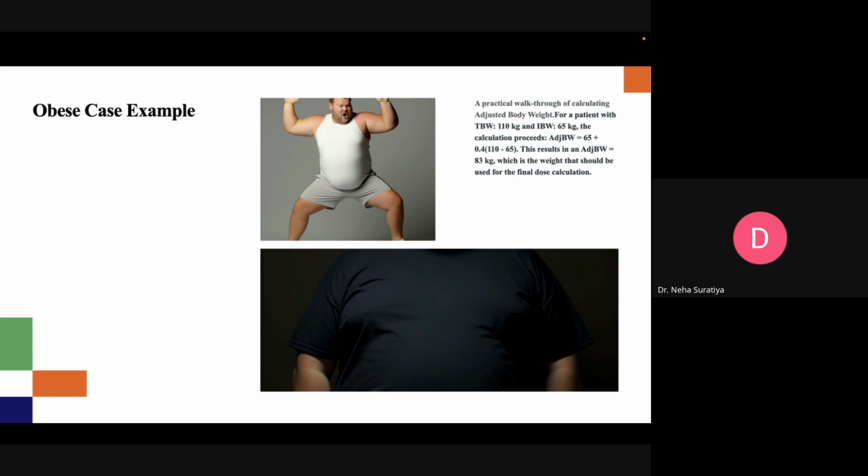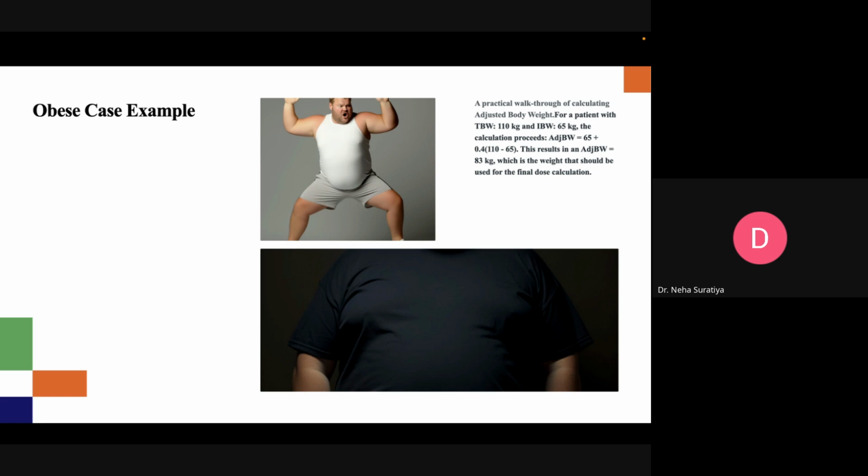Adjusted body weight is equal to ideal body weight, 65, plus 0.4, which is the constant, multiplied by, in brackets, total body weight minus ideal body weight, which is 110 minus 65. If you do this whole calculation in your notebook, you will find the adjusted body weight is 83 kg. Now just correlate: total body weight, when the patient was standing on the weighing machine, was 110 kg, and adjusted body weight is suggesting 83 kg.